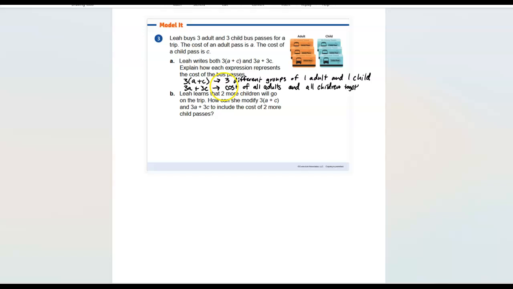Okay? Then all of a sudden Leah says, wait, there's 2 more children that are going to go on. So to modify 3 times A plus C, well, the 2 more children wouldn't count as an adult-child group. So you would just tack that on as you'd keep the same 3 times A plus C, and then tack on 2 more children, right? And then the second one, 3A plus 3C, if I tacked on 2 more children here, you could just go ahead and say, oh, that just becomes 3A plus 5C, adding 3C plus 2C to give you 5C.